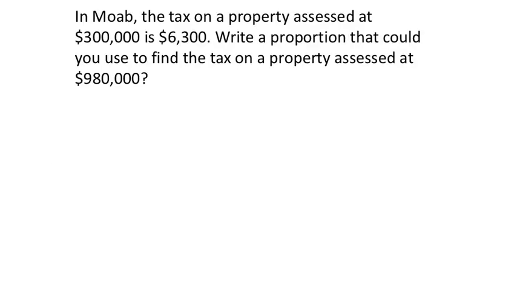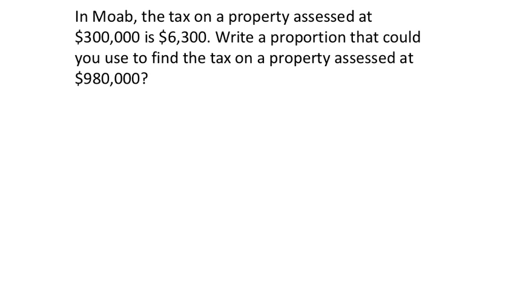In Moab, the tax on a property assessed at $300,000 is $6,300. Write a proportion that you could use to find the tax on a property assessed at $980,000. Okay, now this one, it's giving us two dollar values, but they're representing different things.